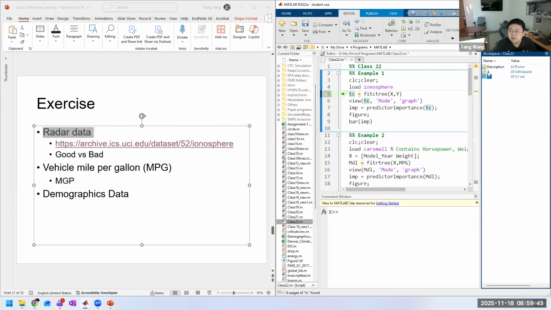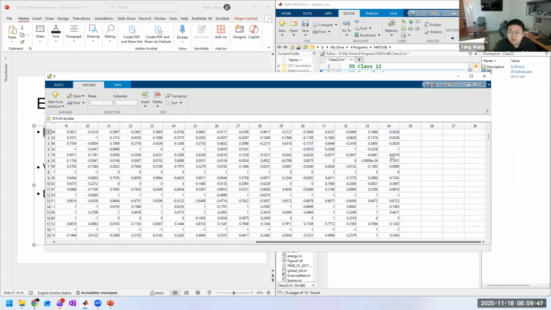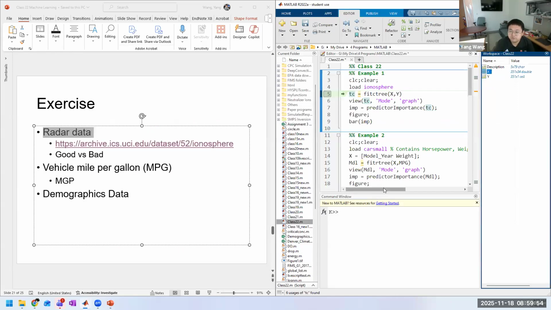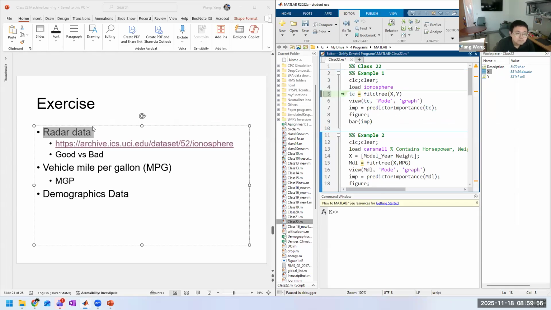You have 351 data points, and let's see if it satisfies the 10x rule. You have 34 features, so the 10x rule is 340. You have 351, which means that it's okay.